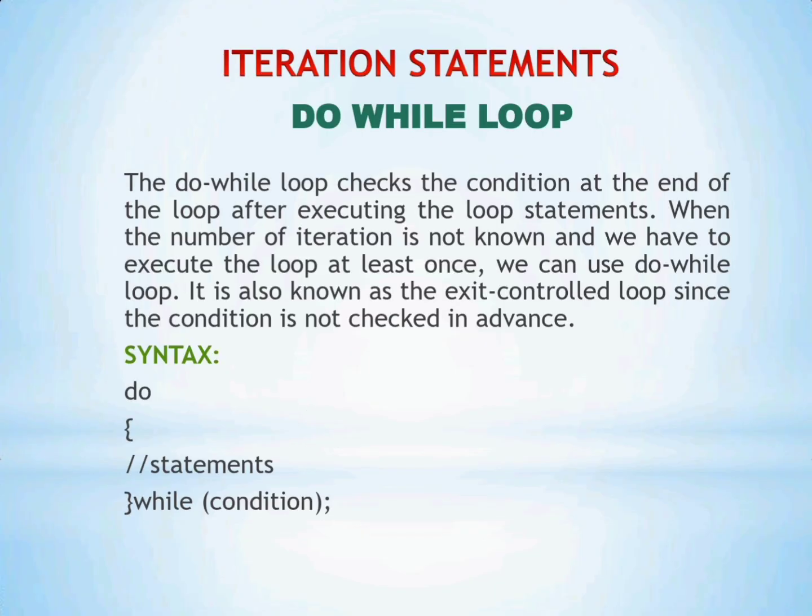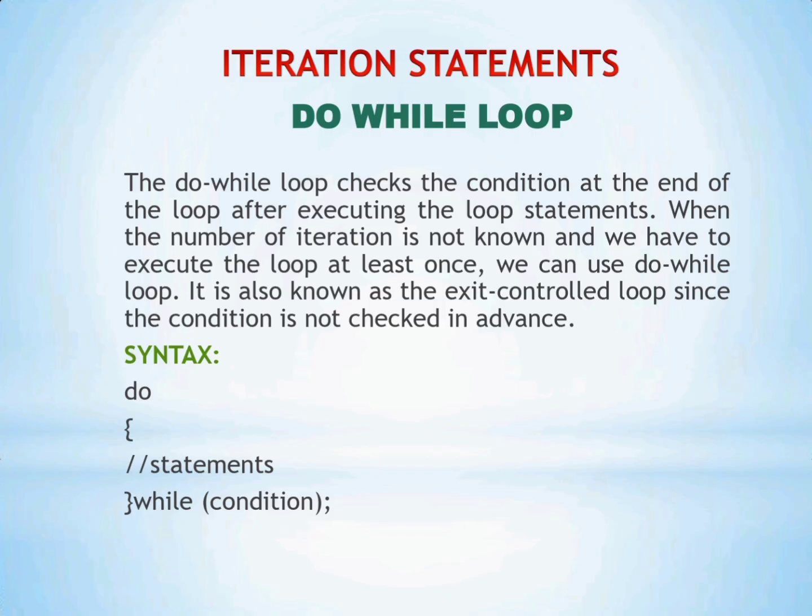Do while loop. A do while loop checks the condition at the end of the loop, after executing the loop body. When the number of iterations is not known and we have to execute the loop at least once, we can use a do while loop. It is also known as an exit control loop or exit check loop, since the condition is not checked in advance.